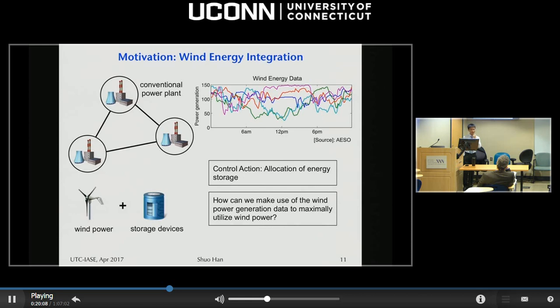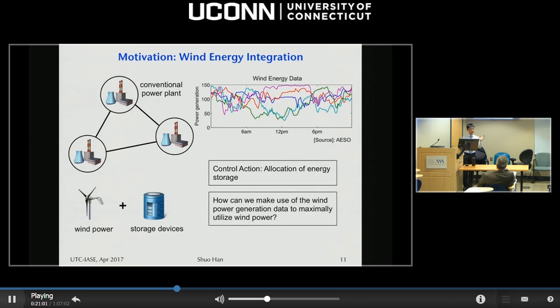One mitigating solution that people have proposed is to insert storage devices into the power grid. You should think about the storage devices in a more general sense. They include conventional batteries. But more recently, people have also proposed to use data centers as a way which serves as some kind of buffer, which behaves like a battery, right? Because you can decide how fast the servers run in the data center. But anyway, we don't care about how the storage devices are implemented. My question here is how to allocate the available storage devices into the power grid. And the goal is to maximally utilize the wind power generation.